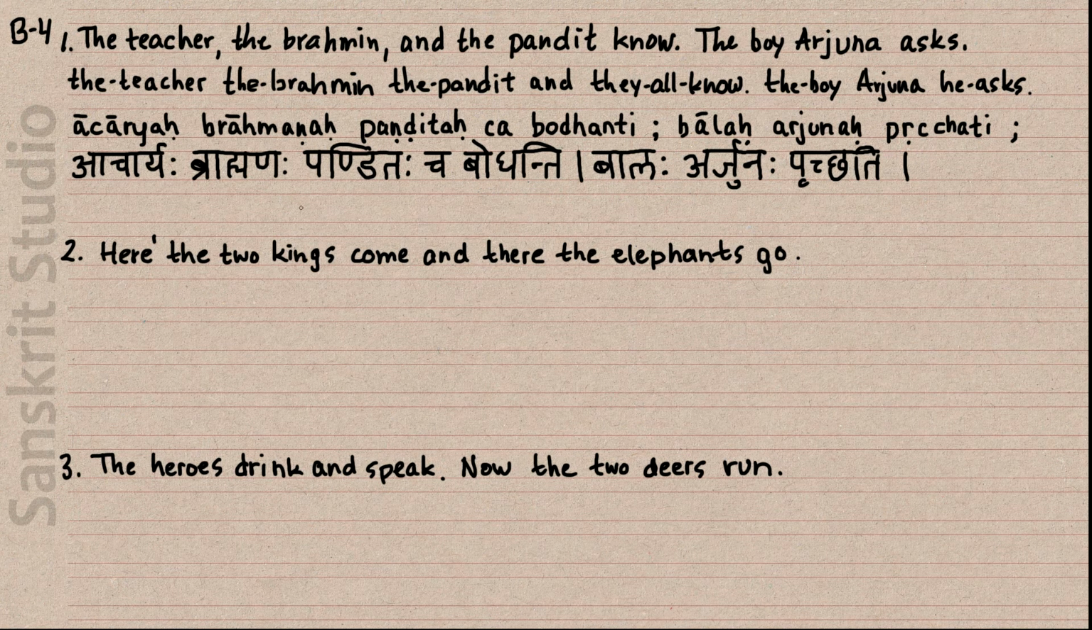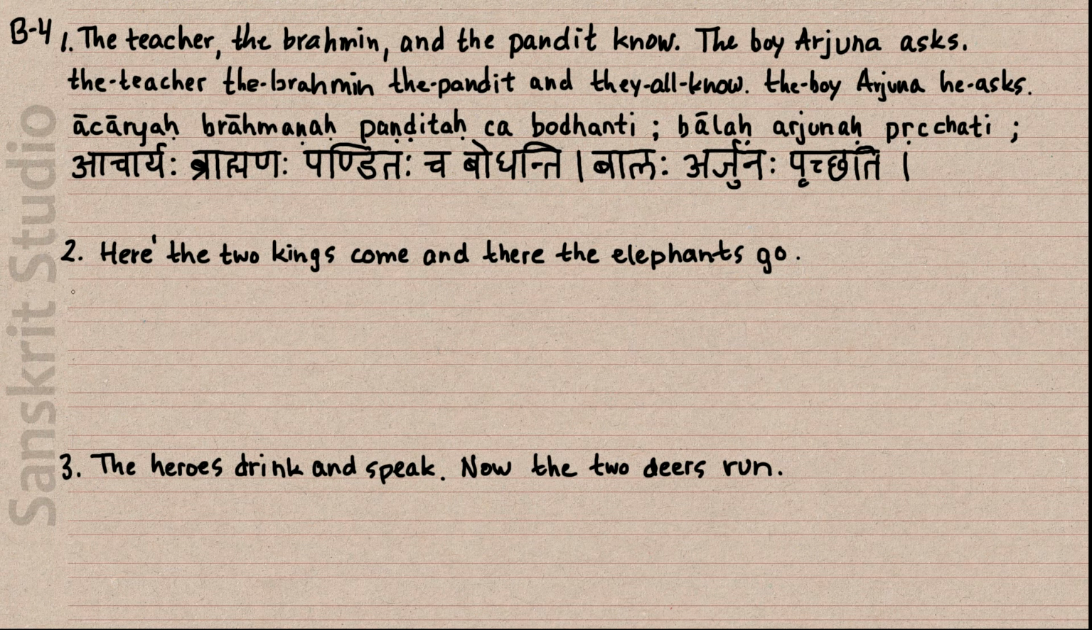Let's just, I'm just checking my manuscript here to make sure that I haven't done anything too stupid. Okay, that looks pretty good. All right, number 2 then. Here are the two kings. They are doing something, etc.